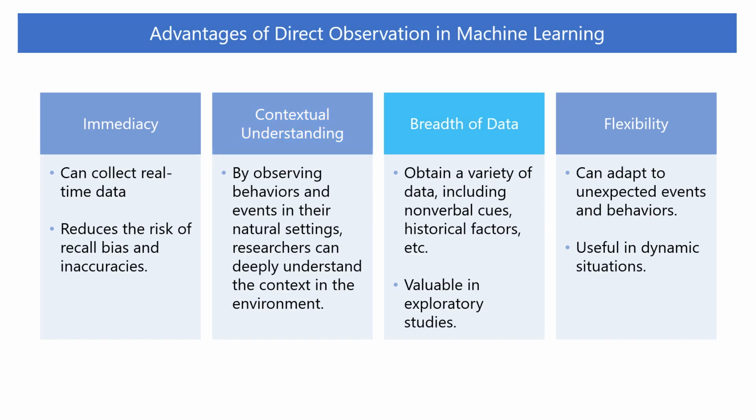The third is the breadth of data. Direct observation can obtain a variety of data, including nonverbal cues, historical factors, etc. This breadth of data is especially valuable in exploratory studies. The fourth is flexibility. In direct observation, researchers can adapt to unexpected events and behaviors. Such flexibility is especially useful in data collection in dynamic situations.